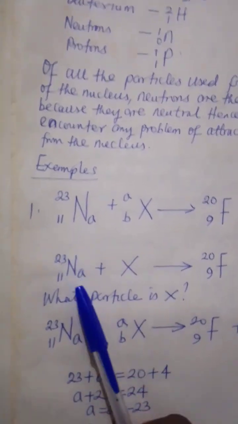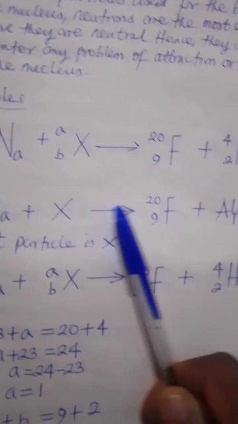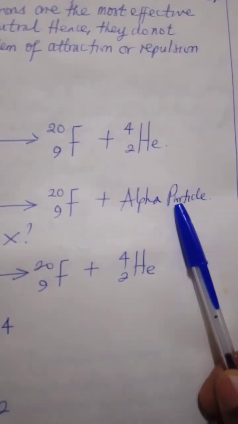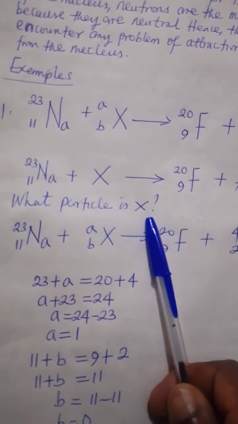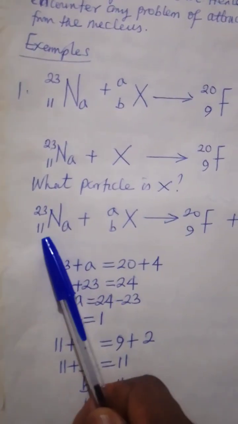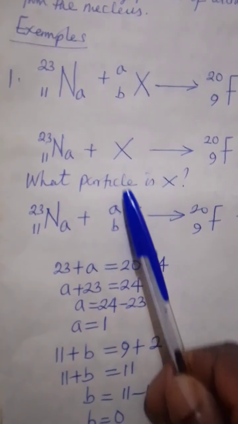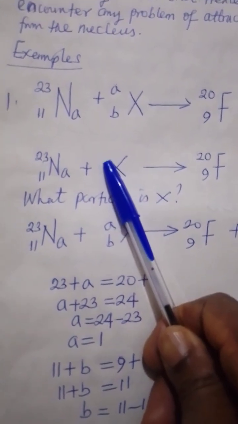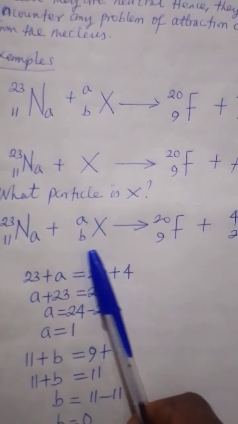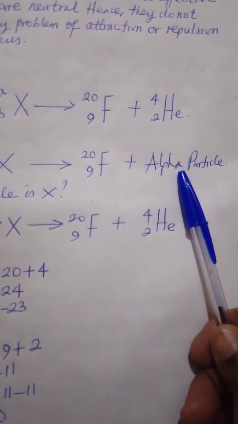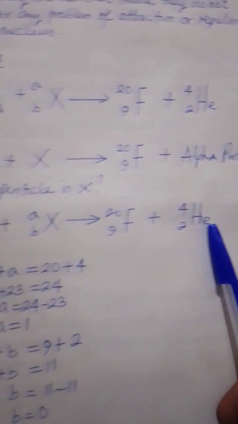So let's see simple examples. We're given sodium, X, fluorine, and alpha particle. We're told to find the particle X. What particle is X? So sodium, 23, 11. We'll have to assign the mass number and the proton number to X, which is A, B. And alpha particles are helium nucleus, remember, 4, 2, He.